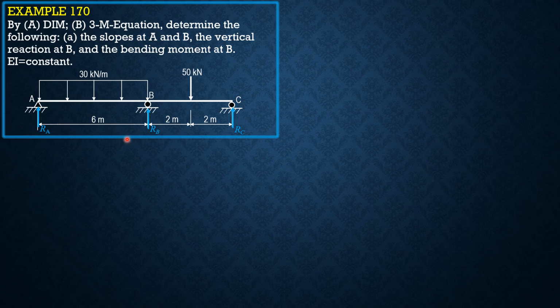So first, let's express RB in terms of RA to reduce the number of unknowns. Summation moment about C equals 0. So RA times 10 plus RB times 4 equals 50 times 2 plus 30 times 6 times (3 plus 4 is 7), so 30 times 6 times 7. So expressing RB in terms of RA is negative 10 over 4 or negative 2.5 RA plus 340.